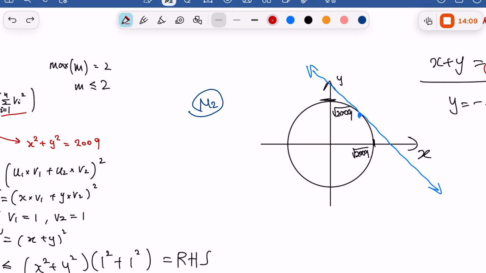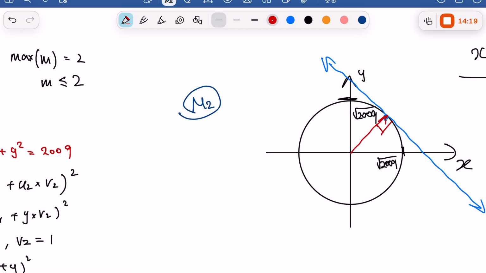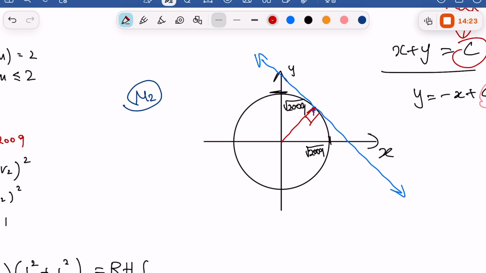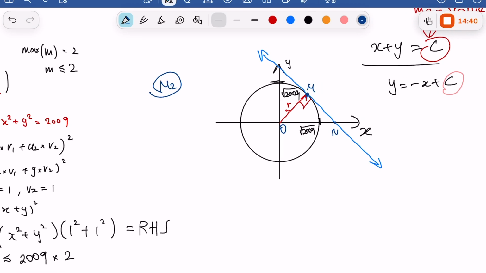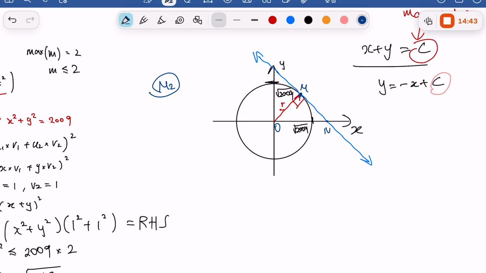And we also know that the tangent of the circle is perpendicular to the radius created between the origin and the point of intersection. So now we obtain a triangle like this. And then let's make the radius r and make this point m and this point be n. And let's make the origin be o. So now essentially we just need to find the length of ON to find the maximum value of c.